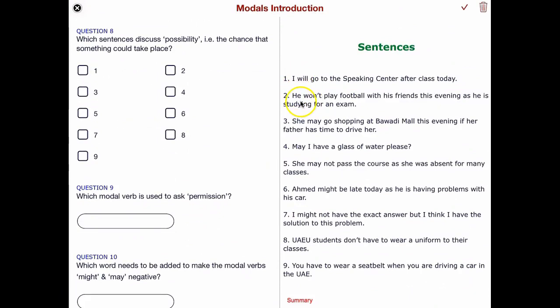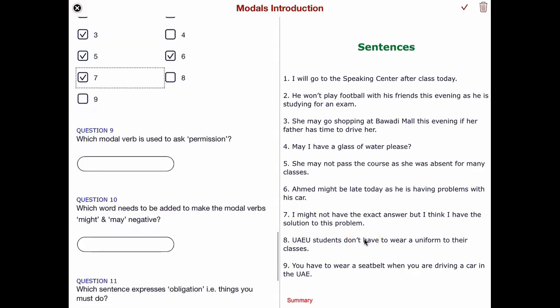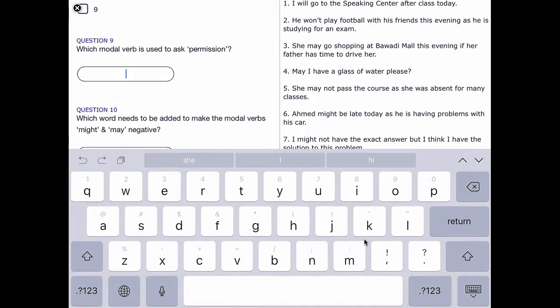Now, which of these sentences discuss possibility? Not 1 and not 2, because those are pretty certain. Okay, number 3 is definitely a possibility. That's not a possibility. This one is. That one is. Might be late, might not be. And this one is. These ones, no. Okay, which modal is used to ask permission? May. May I have a glass of water? May I go to the bathroom?